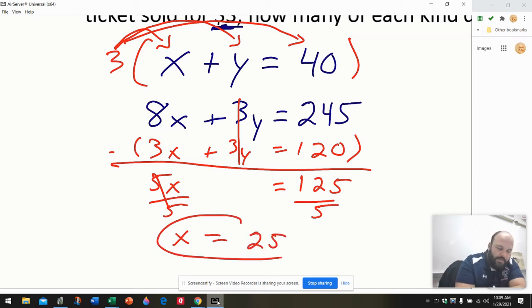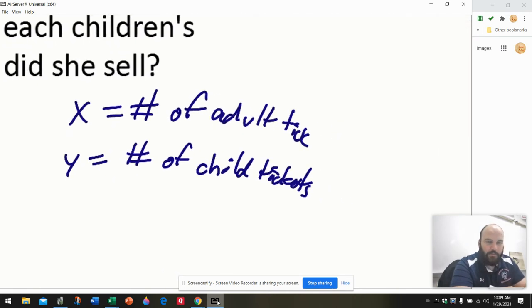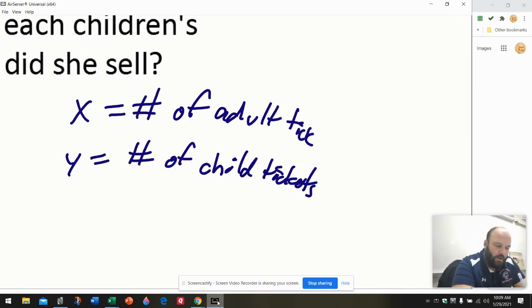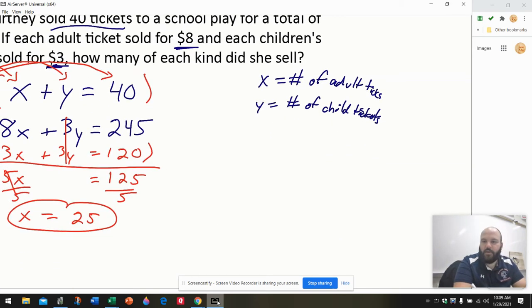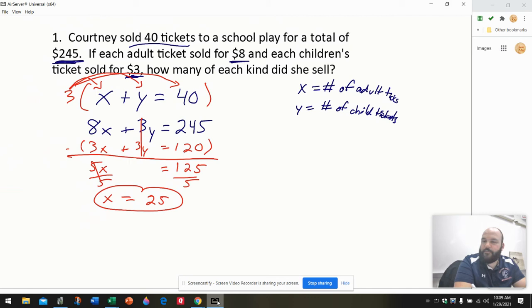So what that means is x is 25. X is the number of adult tickets. So we know that she sold 25 adult tickets. Now we need to figure out how many children's tickets were sold.